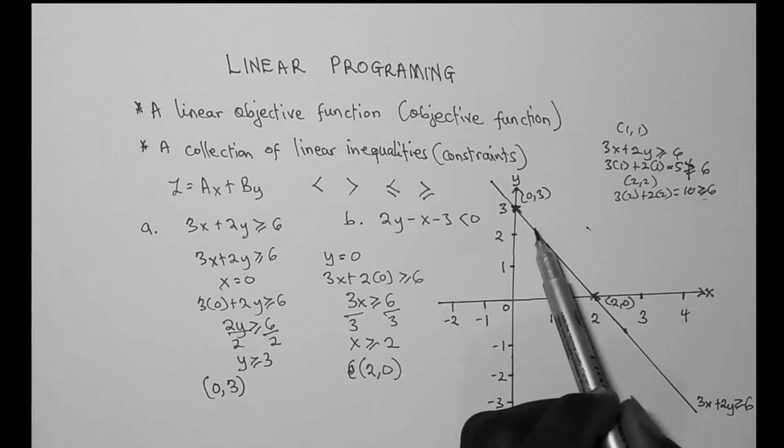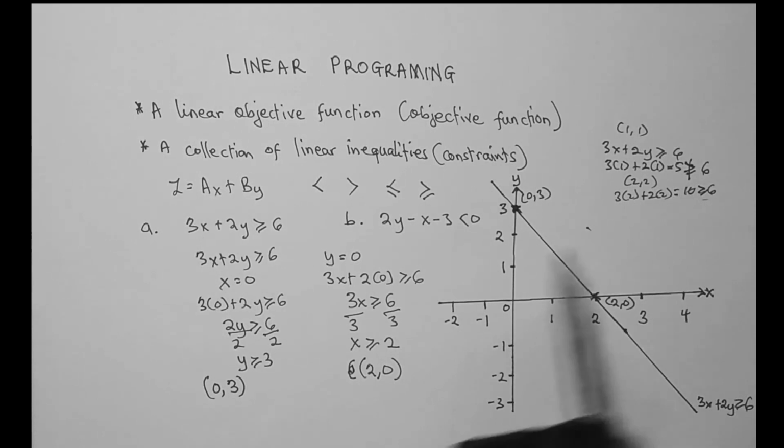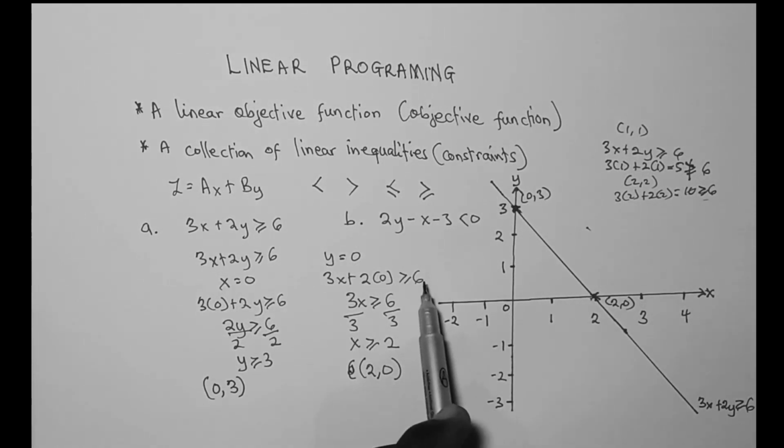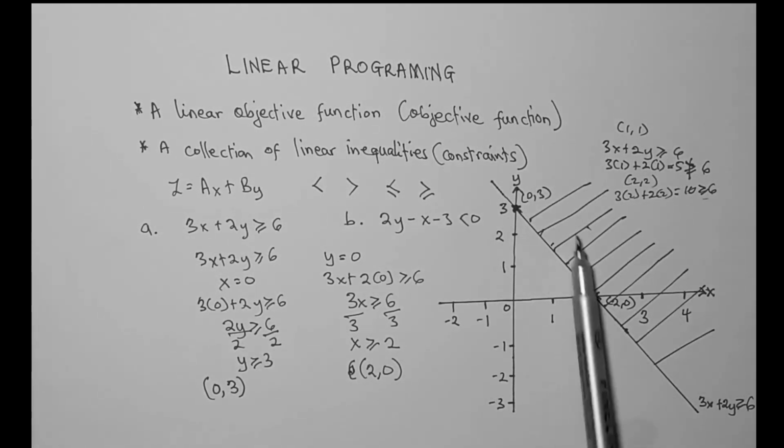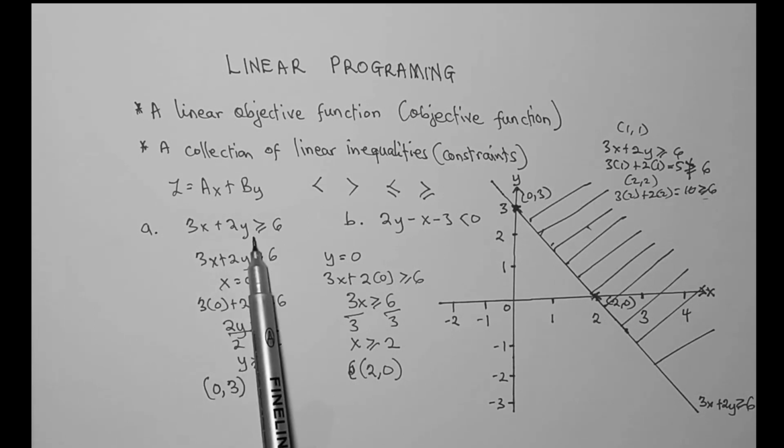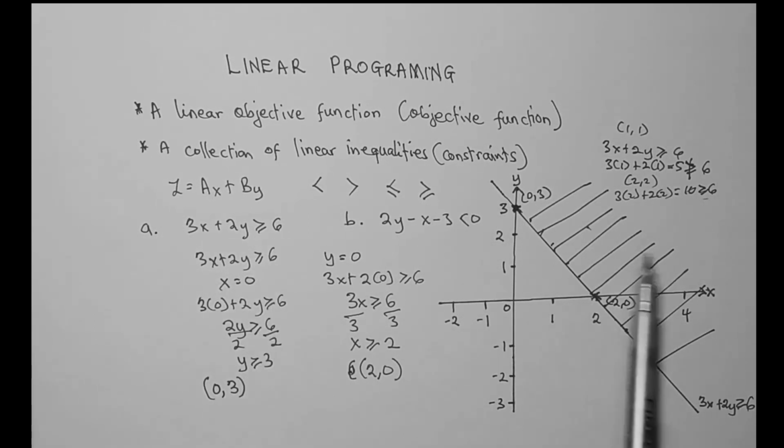So we will need to shade the feasible region. So let's shade. This is the graph showing 3x plus 2y greater than or equal to 6 with the feasible region.